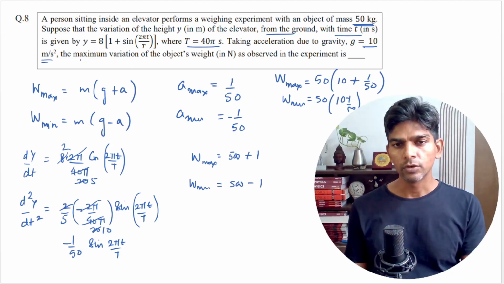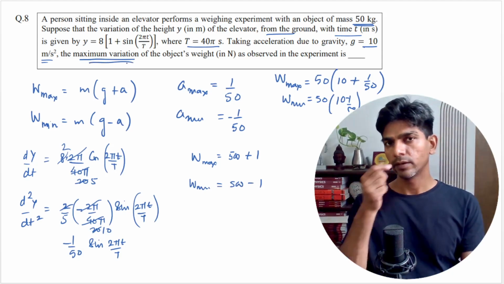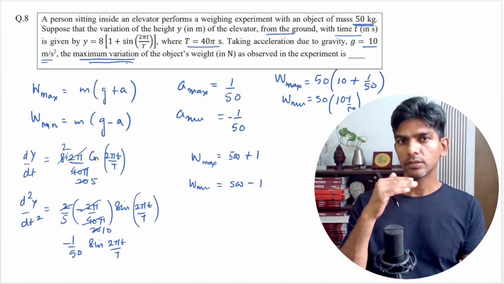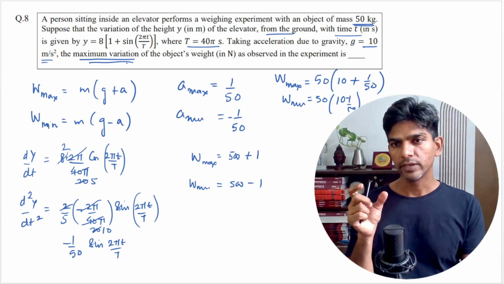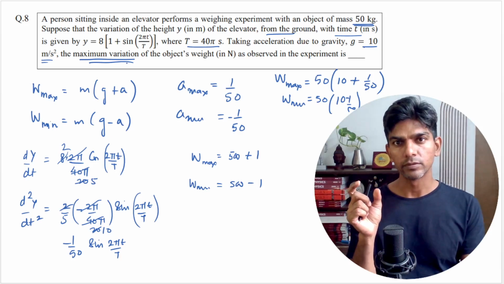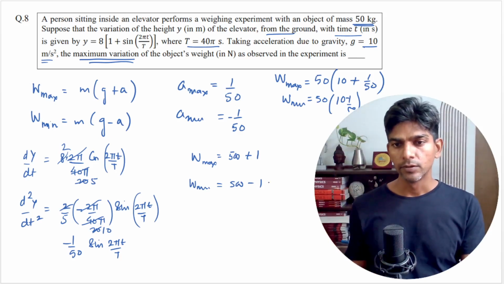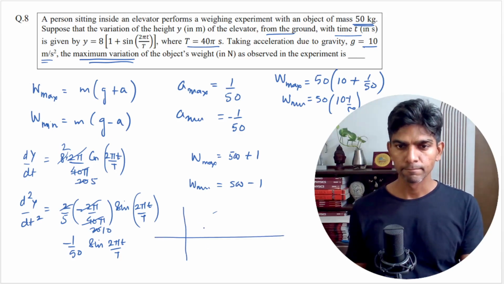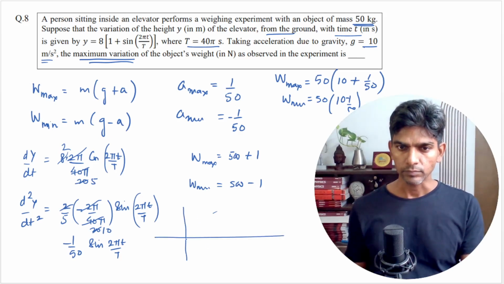Now they are talking about the maximum variation. Usually when we talk about variation, it is the variation from the mean value, right? So here we can say the weight is 500 Newton. So how much it has changed? So ideally it should be 1, right? Suppose if I plot the weight, let us say it is varying like this, right?